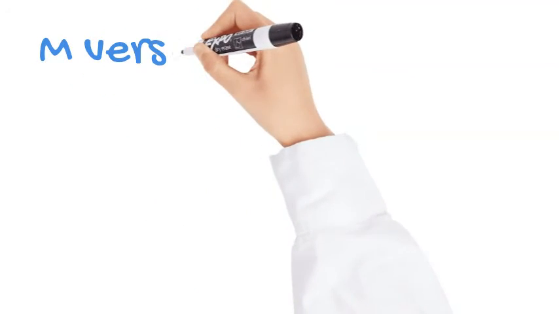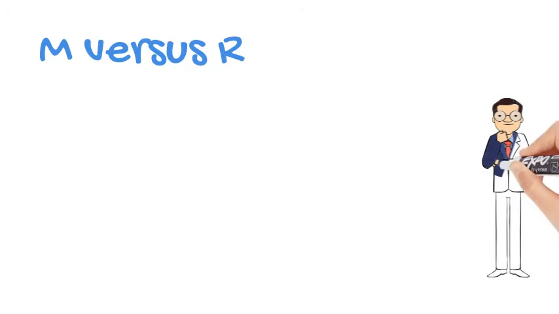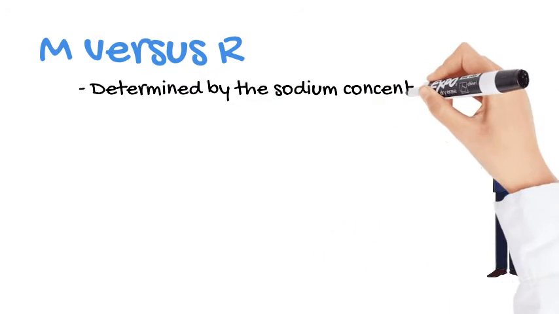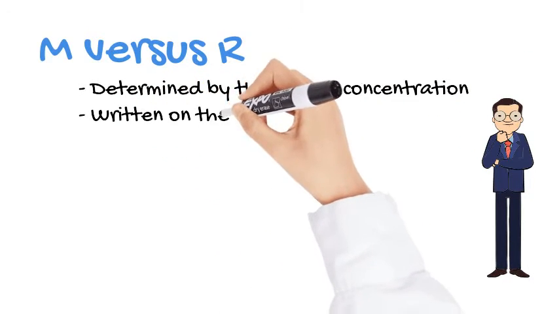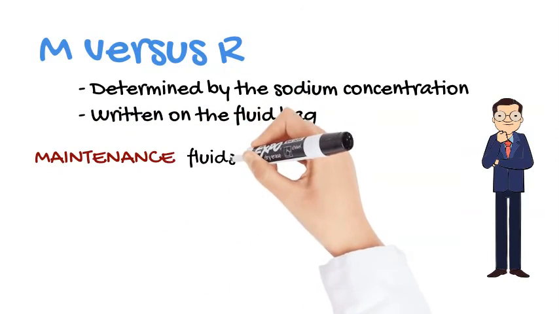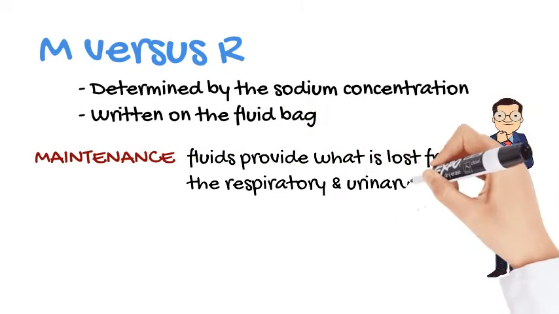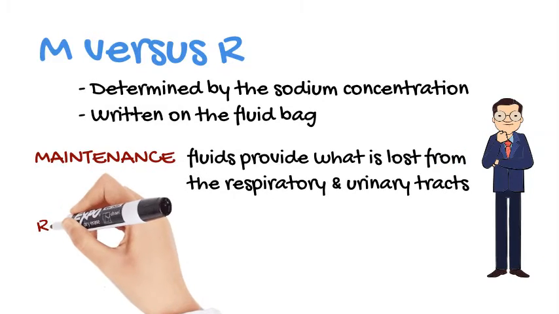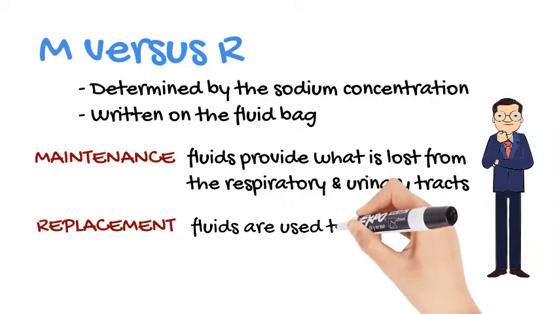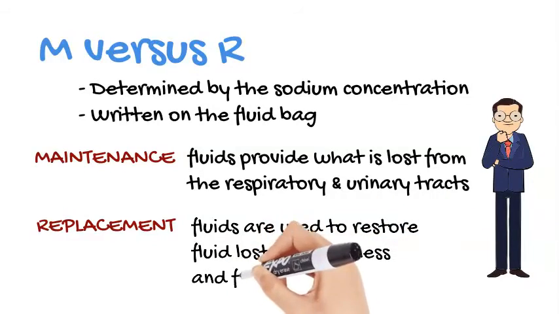So I want to go ahead and clarify what I mean when I say a maintenance fluid versus a replacement fluid, as this sometimes causes confusion. The one property of a fluid that determines if it's an M versus an R is simply its sodium concentration, and that is going to be written on the fluid bag. Now, a maintenance fluid is designed to essentially mimic what is lost across the respiratory and urinary tracts, whereas replacement fluids have a sodium concentration that is significantly higher. The sodium concentration of replacement fluids is essentially the same as the sodium concentration of our plasma, and these fluids are designed to restore losses and are used for resuscitation.